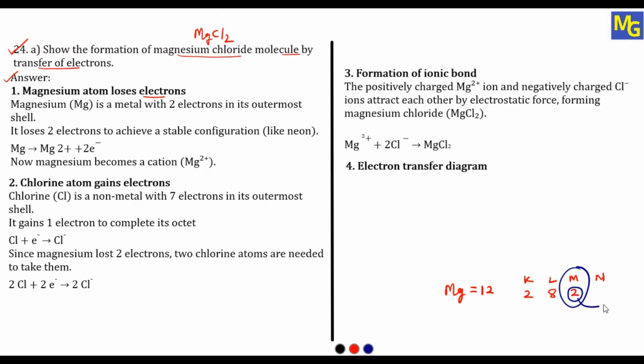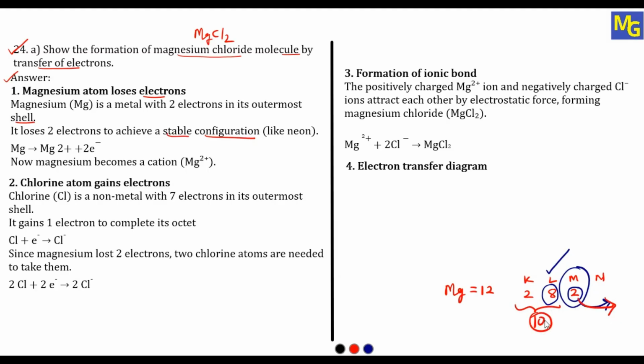Magnesium will lose these 2 electrons, so that the L shell, which already has 8 electrons, becomes the last shell and it will attain stability. Therefore, now you see the answers. Magnesium is a metal with 2 electrons in its outermost shell. It loses 2 electrons to achieve a stable configuration like neon. So once these 2 electrons are lost by magnesium, the total electrons remaining will be 10.